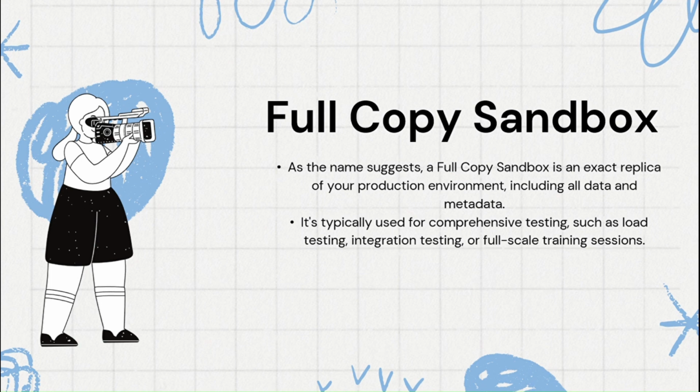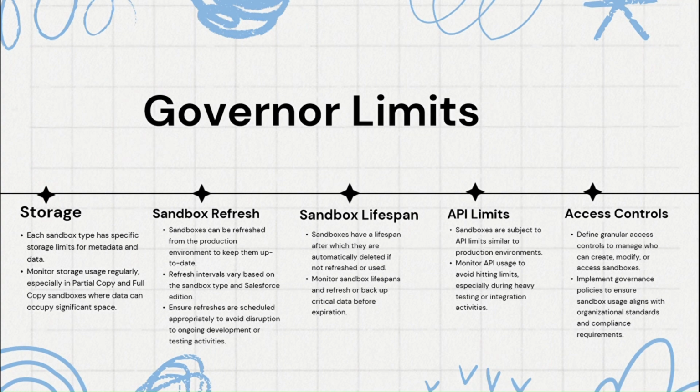Now we move to the governor limits for sandbox. Coming to storage governor limits, each sandbox type has specific storage limits for metadata and data. Monitor storage usage regularly, especially in partial copy and full copy sandboxes where data can occupy significant space. This is the governor limit of storage.